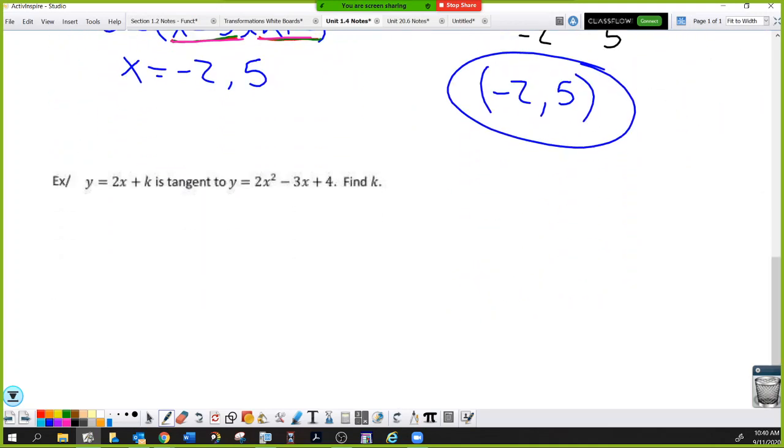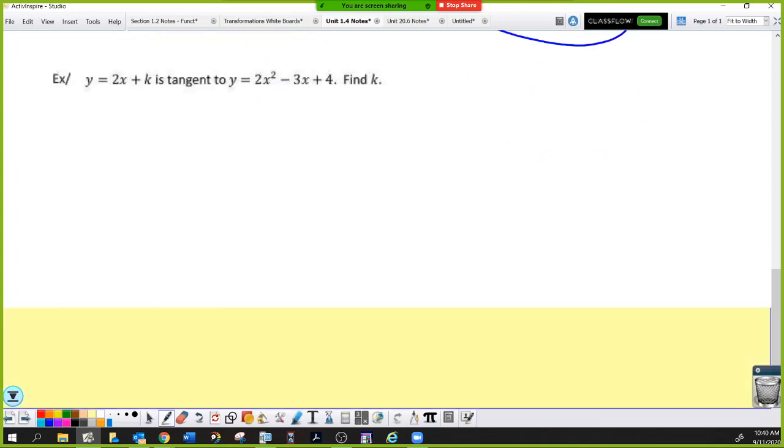And the last example for today, I'm going to give myself a little more space just because I have to write larger than you do. It says, figure out where this straight line, which, by the way, you don't know its y-intercept. Well, we have to solve for the y-intercept. It says this straight line and that parabola are tangent to each other. Solve for k.